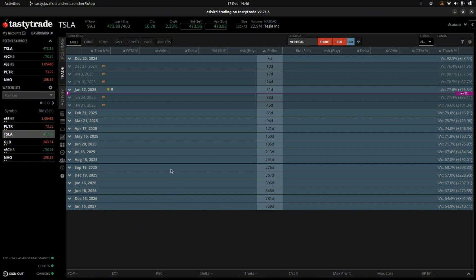Now, the one that we want to lock in on needs to be between 30 and 60 days out in time. And it also needs to be a monthly, not a weekly or quarterly expiration date. So the only expiration date that actually fits that criteria right now is January 17th, which is 31 days out in time.